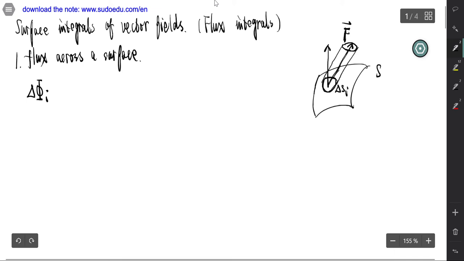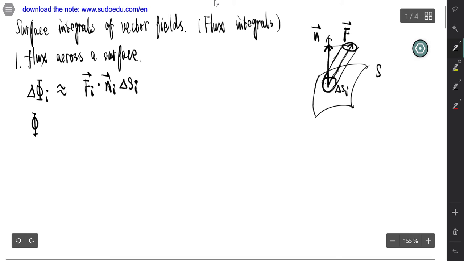We consider the volume of this part, which is the base area times the height. The height is the projection of F onto N. So delta phi_i is actually F_i dot N_i times delta S_i. The i indicates a point; we can choose any point in the small part.